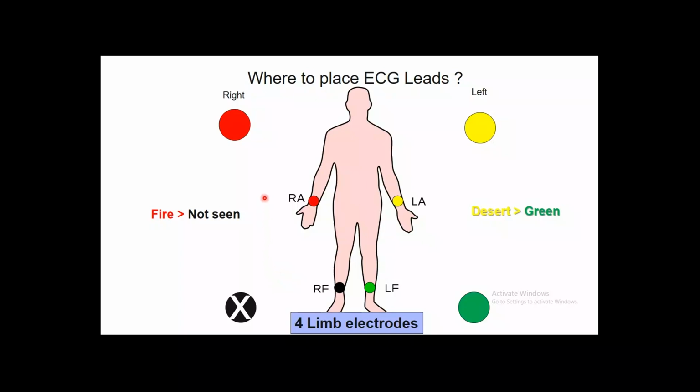So a mnemonic: "fire not seen", red and black on the right side; "desert become green", yellow and green on the left side. But why is the right foot electrode not seen? Because actually this electrode is not recording electrical activity of the heart. It's just there to remove the noise recorded with the other electrodes. So the functioning electrodes that record electrical activity are the right arm, the left arm and the left foot electrodes.